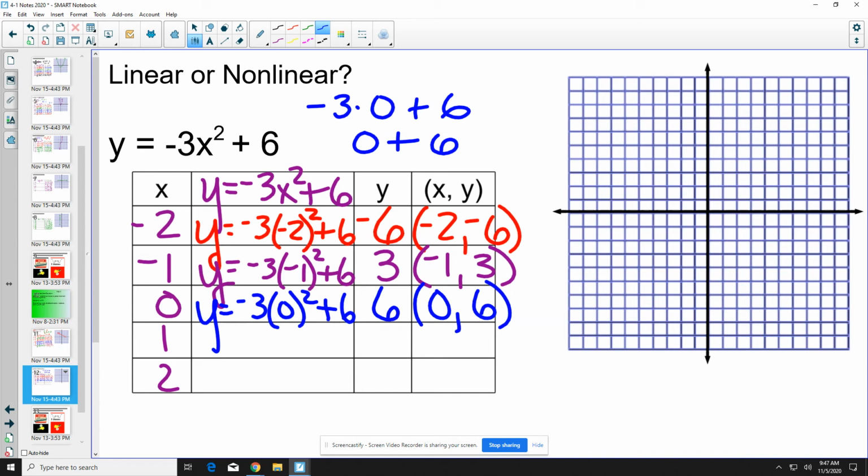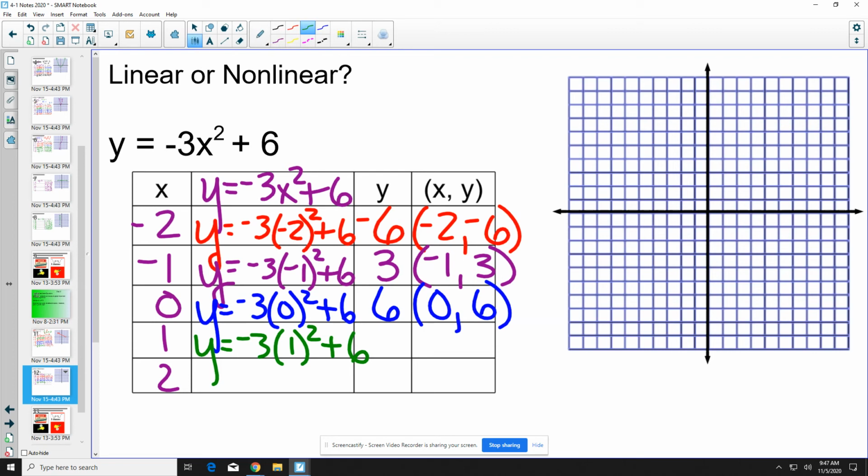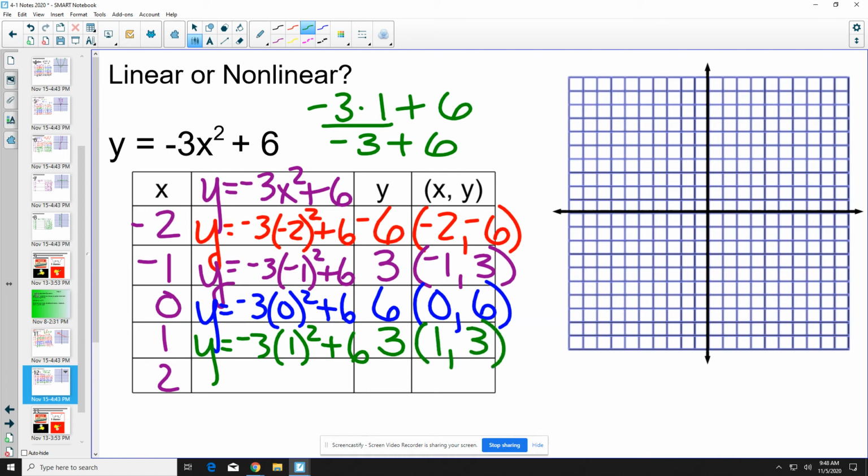Now I'm going to take 1 and plug it in for x. So I'm going to have y equals negative 3 times 1 squared plus 6. Well, 1 squared, first of all, 1 times 1 is 1. So here's what I have. I have negative 3 times 1 plus 6. Well, negative 3 times 1 is negative 3. Negative 3 plus 6. They're different, so subtract. And it should be positive because the higher number is positive. So this would be a 1, 3.